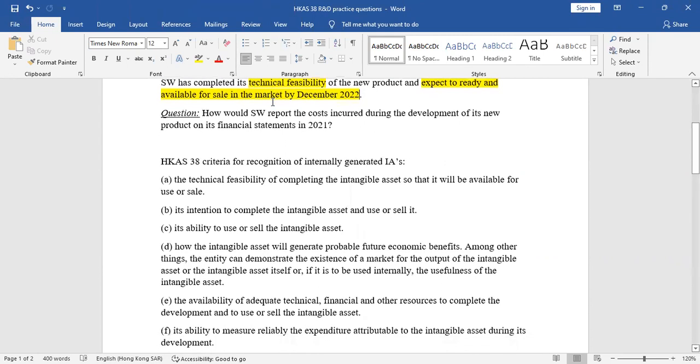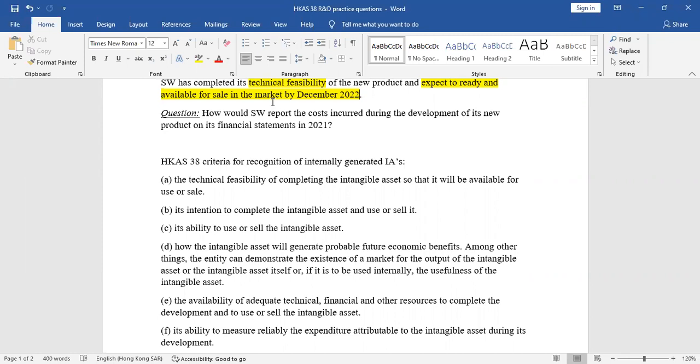And the ability to measure reliably the expenditure attributable to the intangible asset during its development. That's already there because the company is telling you that they have incurred $4 million in salaries expense for the technicians to build the prototype, right? So they have measured, you can see the number right there. If they hadn't told you the number, then you can question that, okay, I really don't know what the total amount of the expense is, right? So they've already told you the number. So pretty much it's meeting the criteria from here and there.